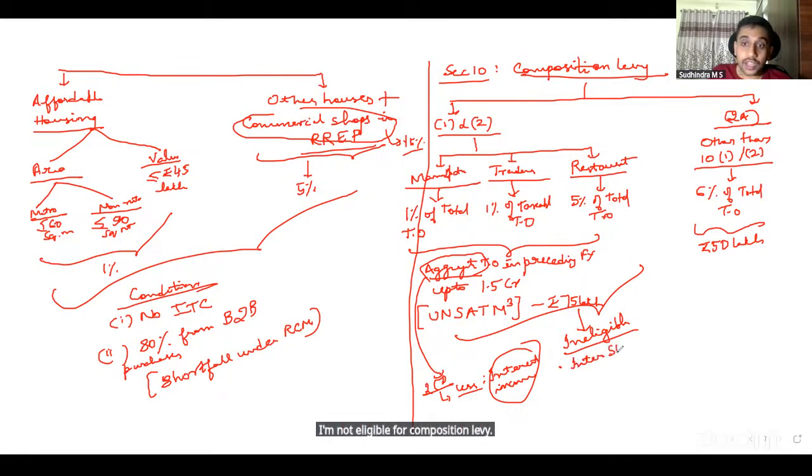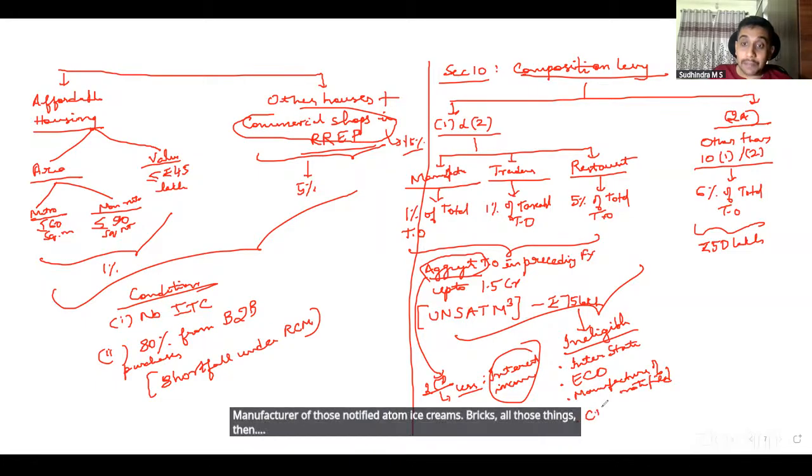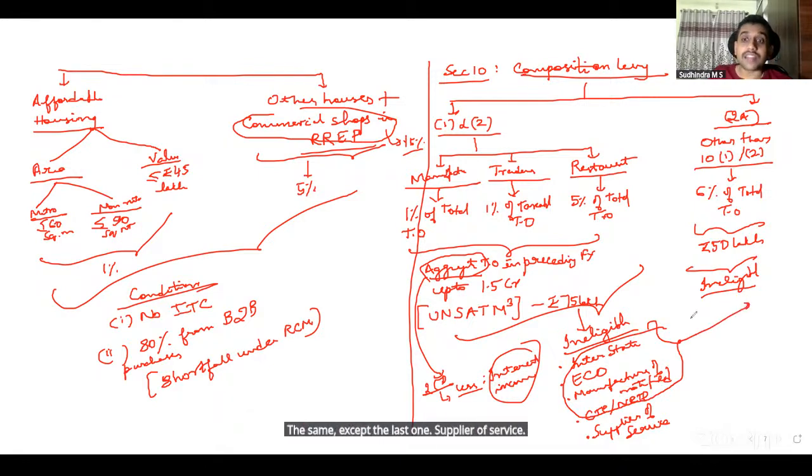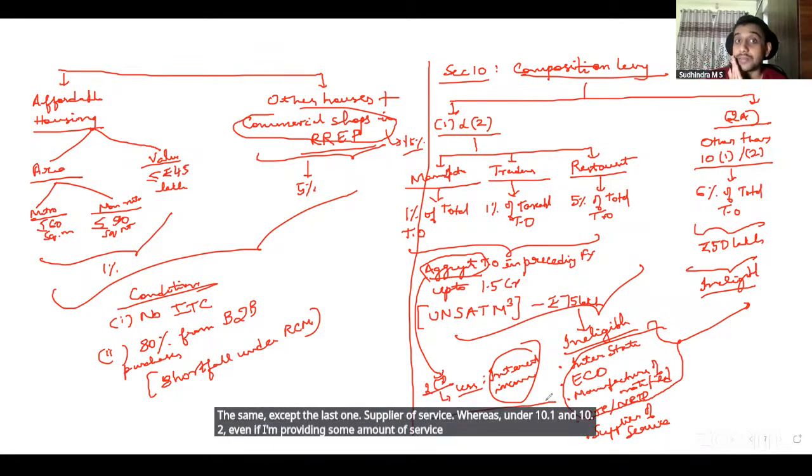If I'm making interstate supply, if I'm supplying through an e-commerce operator, if I'm a manufacturer of notified items, manufacturer, right? Trader is fine. Manufacturer of those notified items, ice creams, bricks, all those things. Then CTP, NRTP, then supplier of service. In this case also we have the same ineligible categories except the last one, supplier of service. Whereas under 10(1) and 10(2), even if I am providing some amount of service, I would still be eligible.